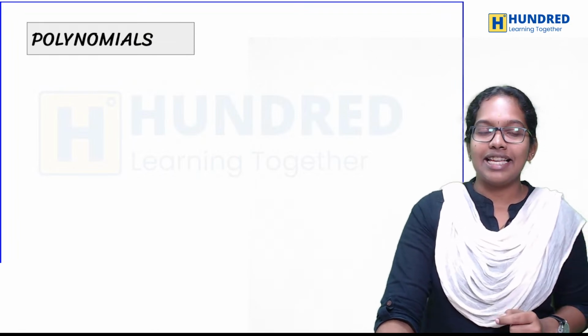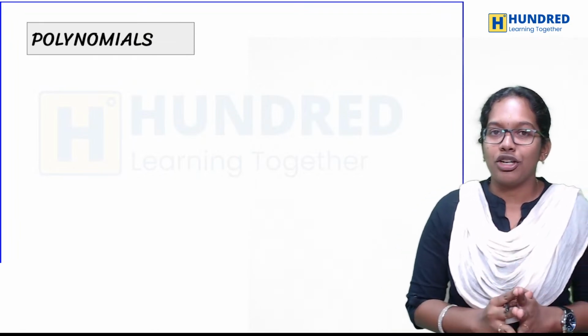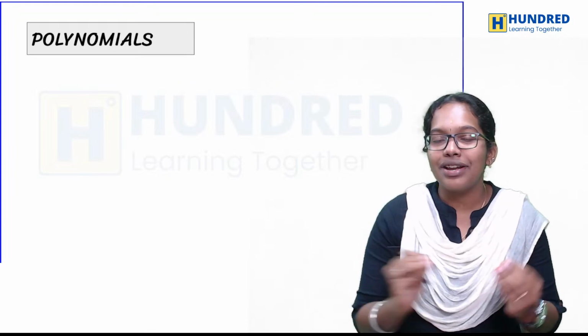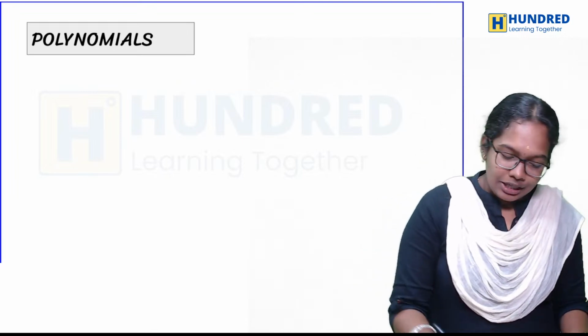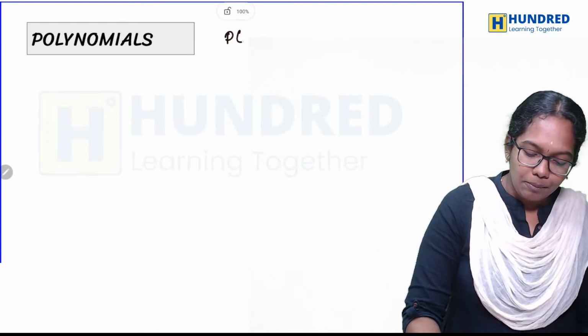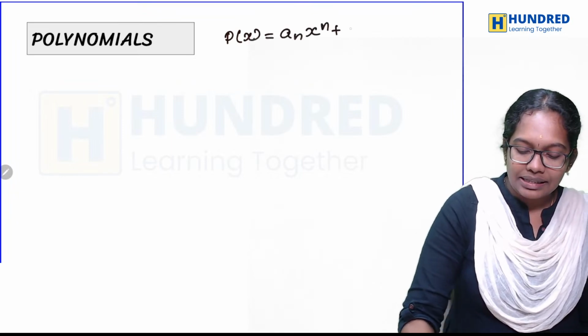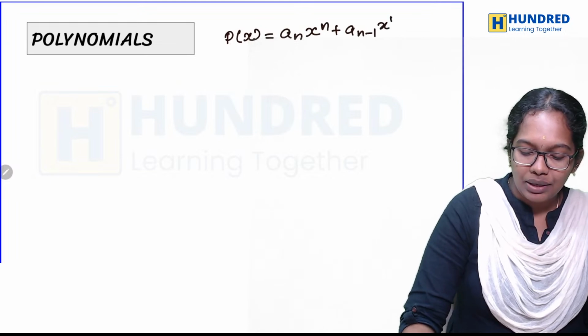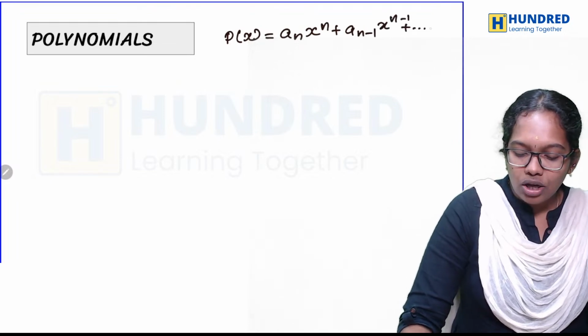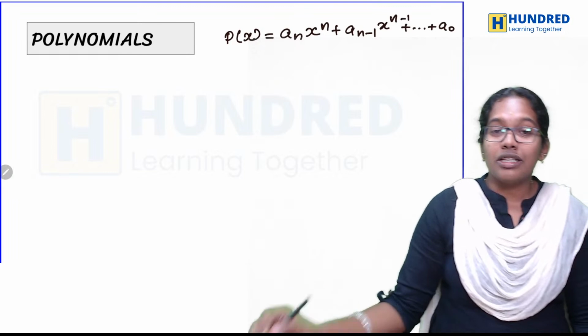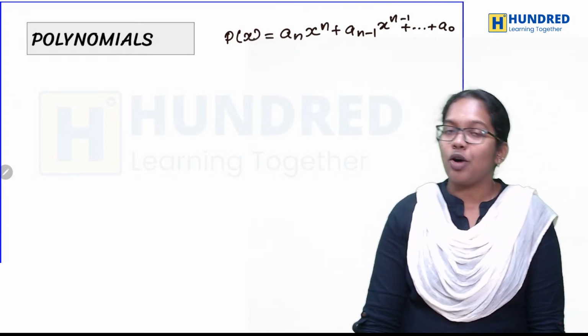So what are polynomials basically? What is the general form of a polynomial? See here, a polynomial p of x will be of the form a n x power n plus a n minus 1 x power n minus 1, and it goes on up to a naught. This is the general form of polynomials.